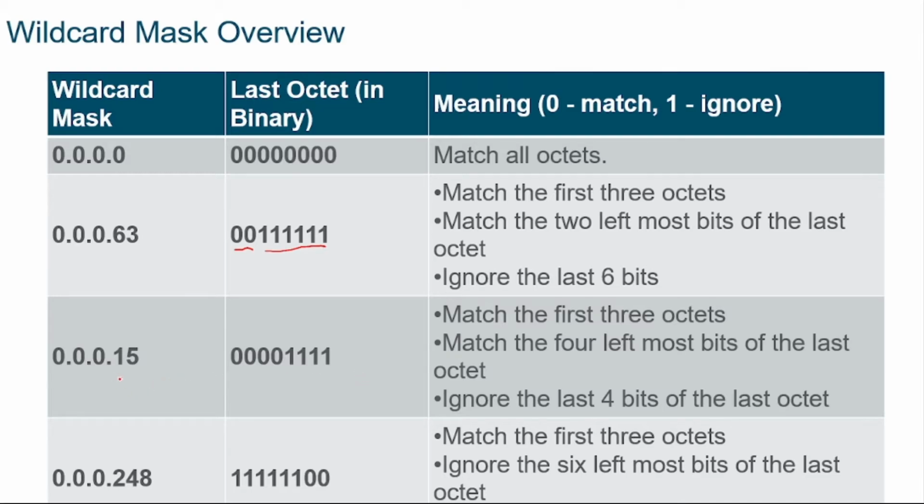The same is true with this. The first 3 octets must match, and the 15 here is the equivalent binary of 15. That means these 4 zeros must match and this is ignored. All right. So those are the examples of wildcard masking, how the bits are matched or ignored. Always remember 0 is a match and 1 is ignored in wildcard mask in access list.